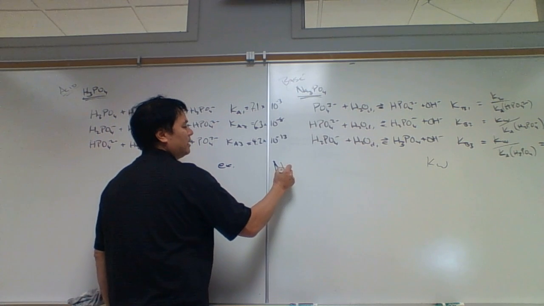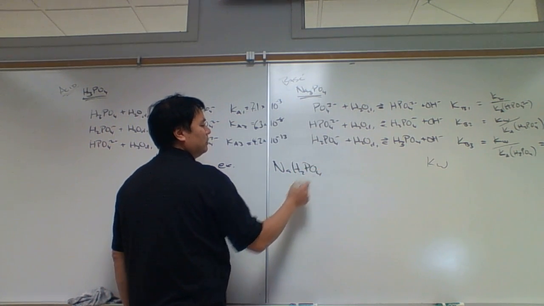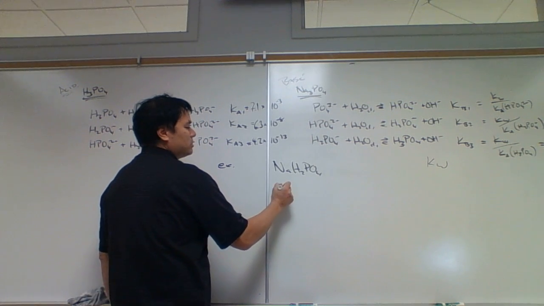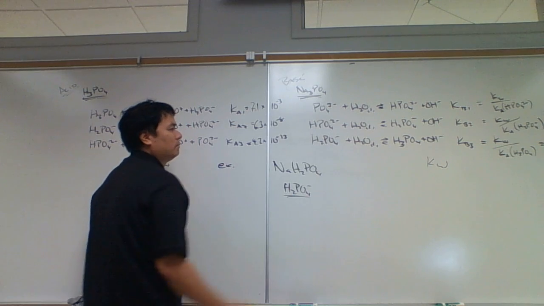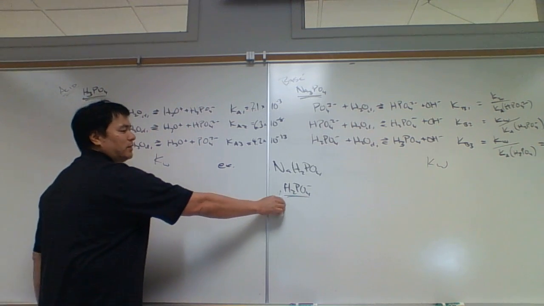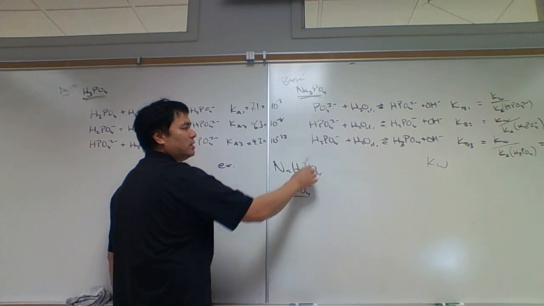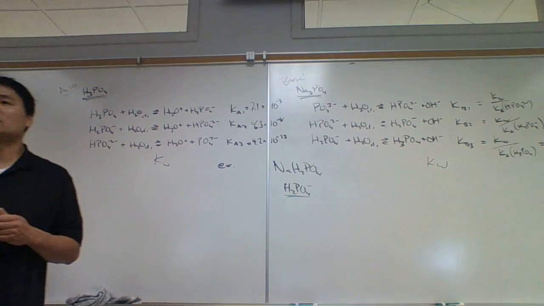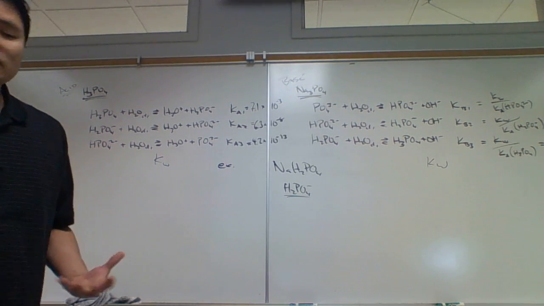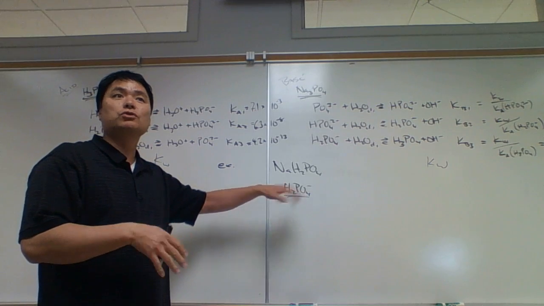What do you do with something like this? Let's say I had a solution of sodium dihydrogen phosphate. Do I treat dihydrogen phosphate as a diprotic acid, or do I treat it as a monobasic base? In other words, should I do Kas for dihydrogen phosphate? Should I treat that as an acid or should I treat that as a base?